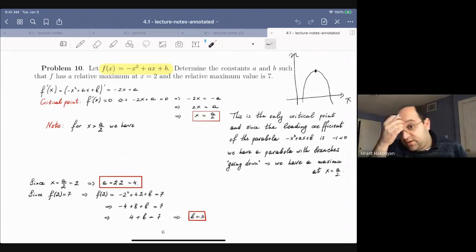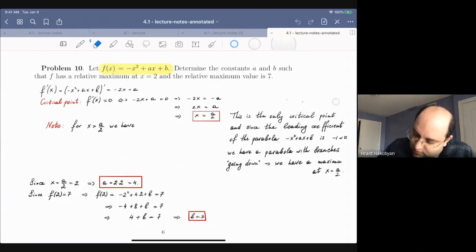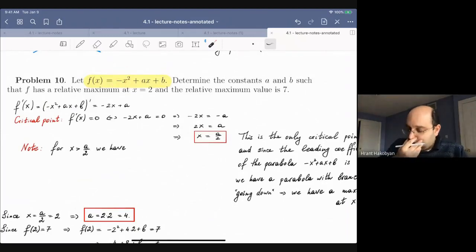Okay, so let me just read this problem. So what's this problem here? Let's erase this. So we have a function f that's given like this. Okay, it's a quadratic polynomial, so that means the graph is a parabola.